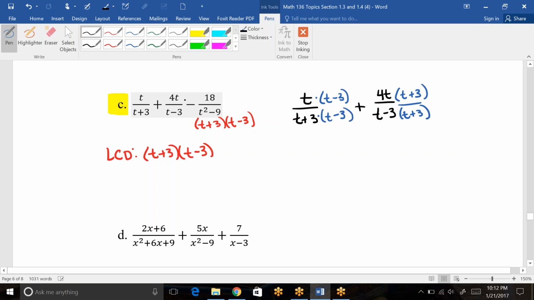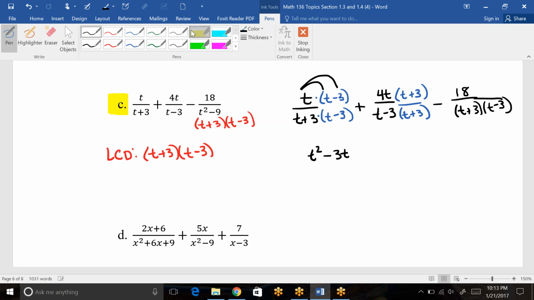And then I write my minus sign, and I bring down the 18. I go ahead and write this factored out, so t plus 3, t minus 3. And this one is not missing anything because it has both of the pieces that it needs in the bottom. So our next step is to multiply and distribute some stuff out. So this will be t squared minus 3t.